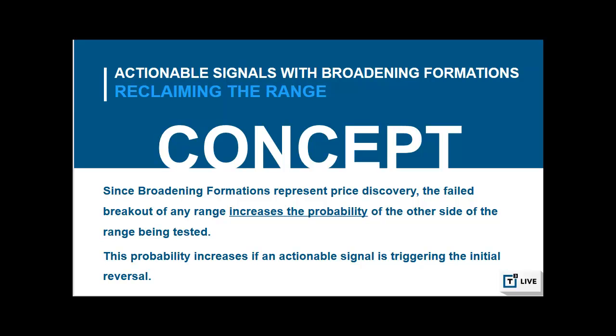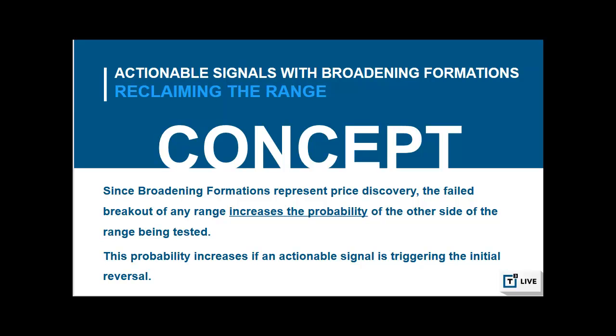The concept here, since broadening formations represent price discovery, that means they're attempting to go up or attempting to go down, the failed breakout of any range increases the probability of the other side of the range being tested because they're going back, test the top, test the bottom, all right? So this is important to know, right? The probability increases if the actionable signal is triggering the initial reversal. So that's what we've just seen.